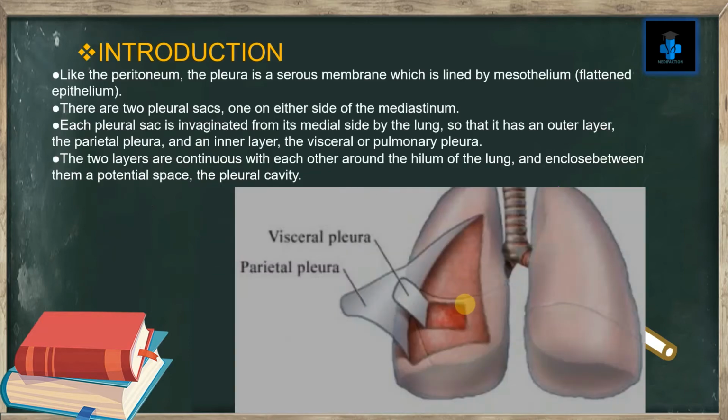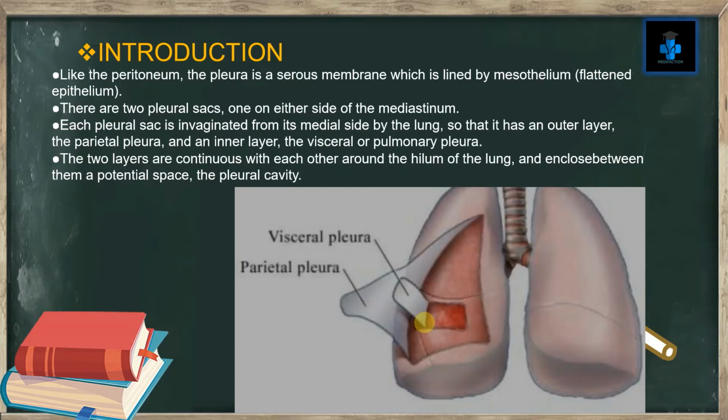Let's start. Introduction. Like the peritoneum, the pleura is a serous membrane which is lined by mesothelium or flattened epithelium. There are two pleural sacs, one on either side of the mediastinum. Each pleural sac is invaginated from its medial side by the lung, so that it has an outer layer, the parietal pleura, and an inner layer, the visceral or pulmonary pleura. This outer layer is the parietal pleura, and this inner layer is the visceral pleura.